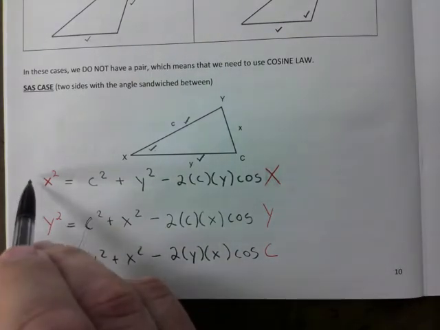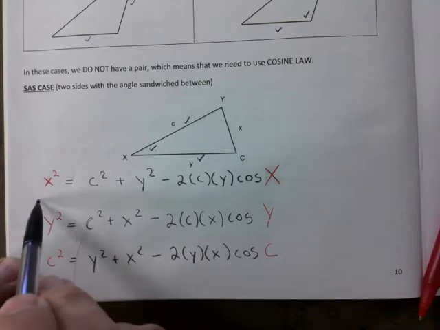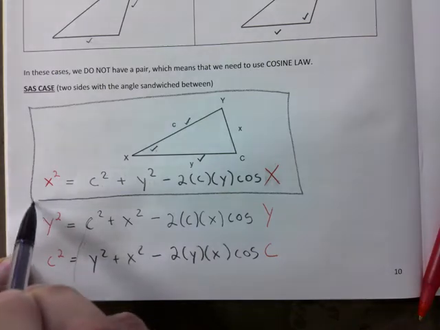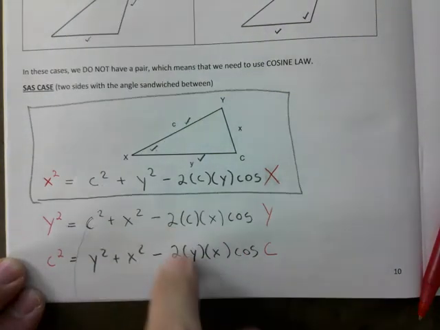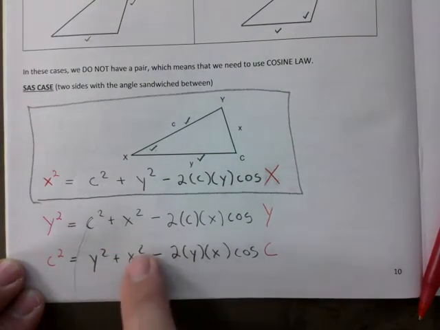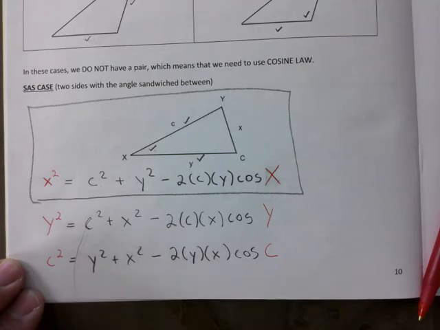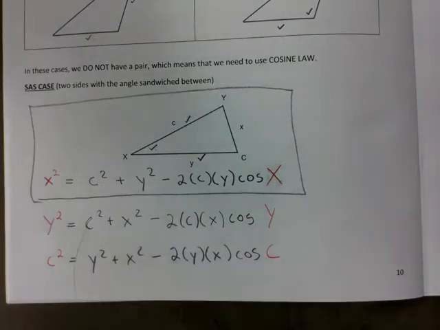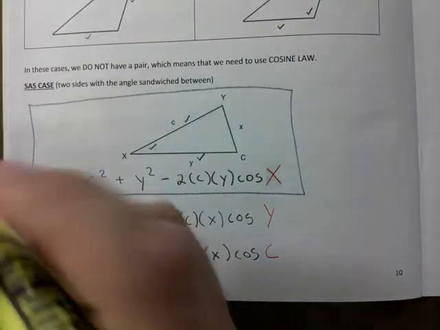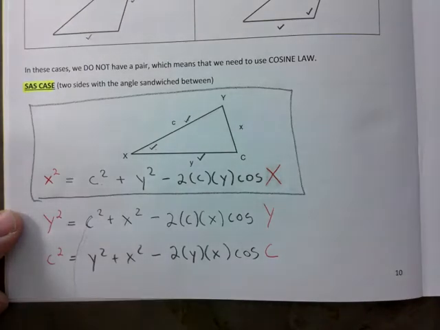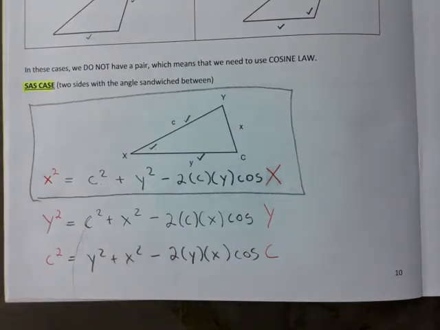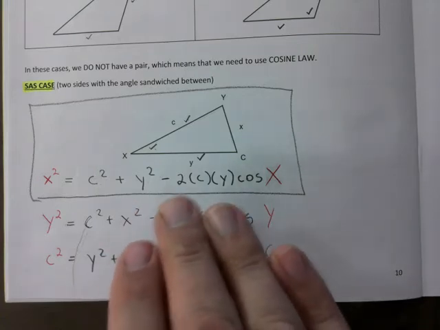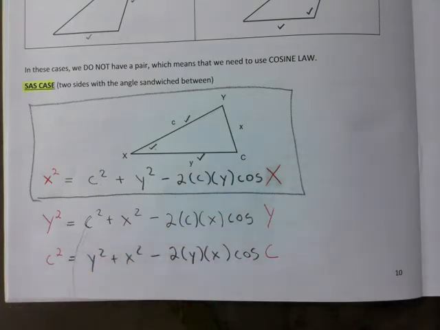If you add this to your study sheet, you should be good to go. I wouldn't write out the other two versions. That is just to let you see what the pattern is when I'm working with cosine law. And this one is SAS. When you have the angle sandwiched between the two sides, you will use this version of the formula. I will show you another one coming up.